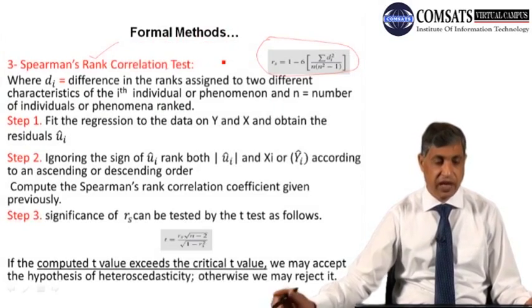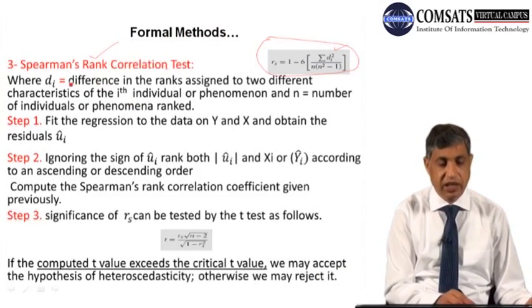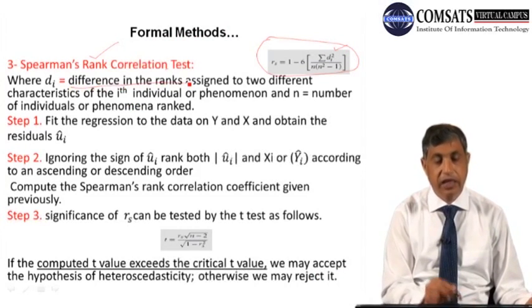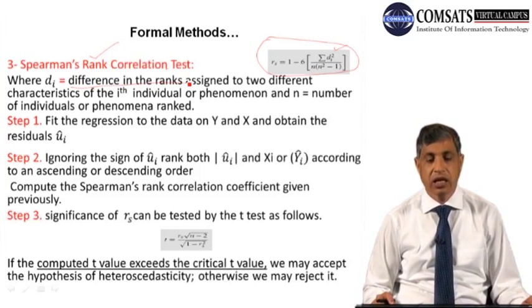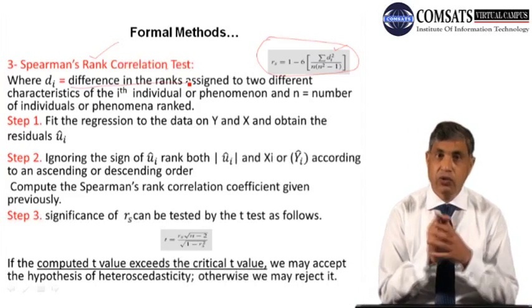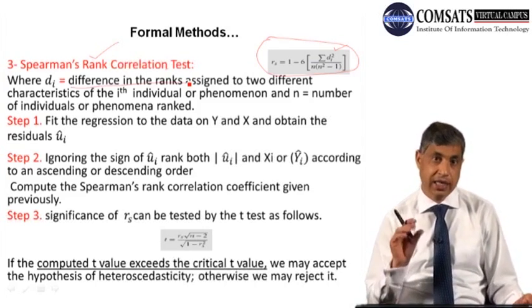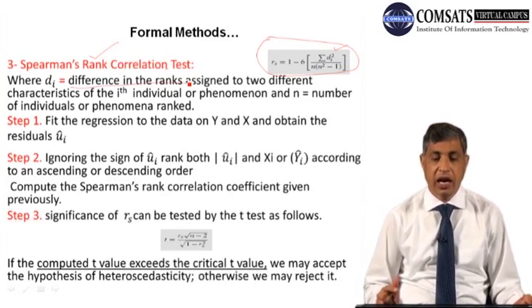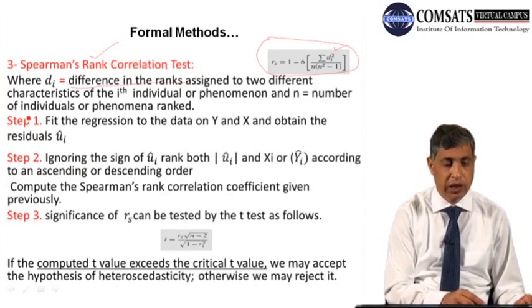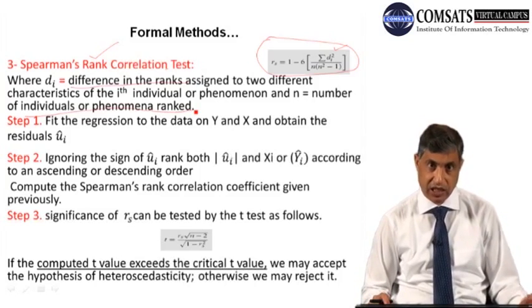First of all, we will see what this d is. This d is the difference. We will be calculating the difference in the ranks assigned to 2 different characteristics of the ith individual. The individual will be the same, it would have 2 different characteristics, and we will assign them rank according to their position in the data, and n is the number of individuals or phenomena ranked, or you can say the number of observations in the simple way.